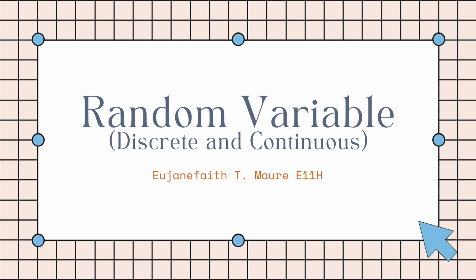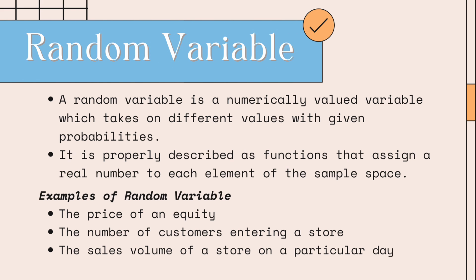Today we'll be discussing discrete and continuous random variables. So first, what is a random variable? Random variables are properly described as functions that assign a real number to each element of the sample space. To simplify, random variables are numbers whose value is random.